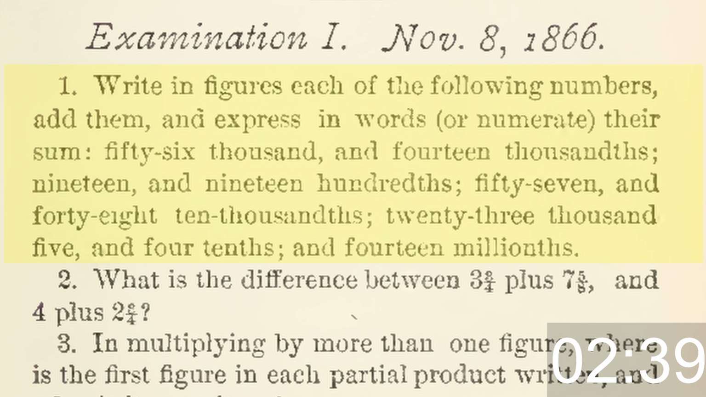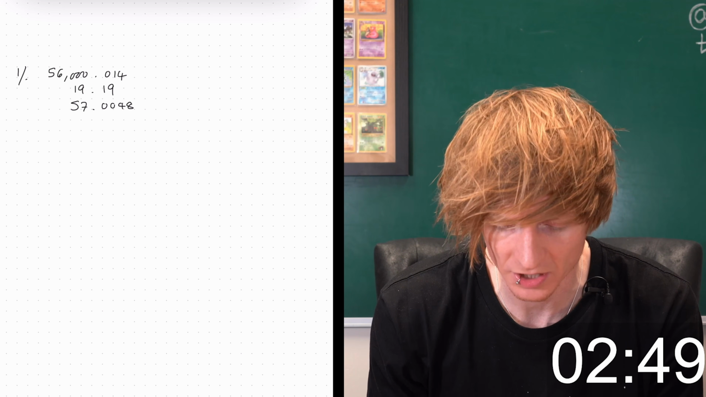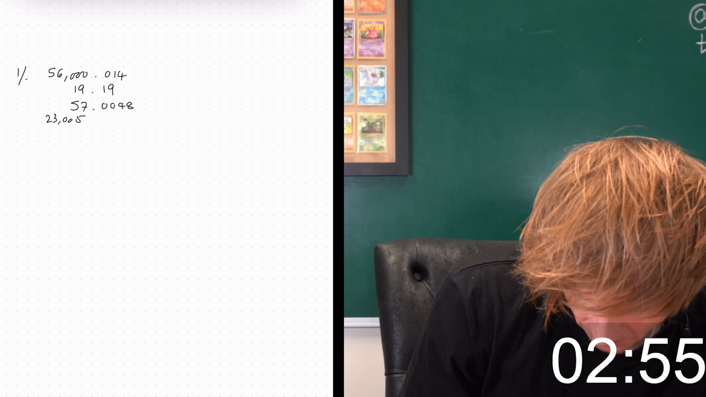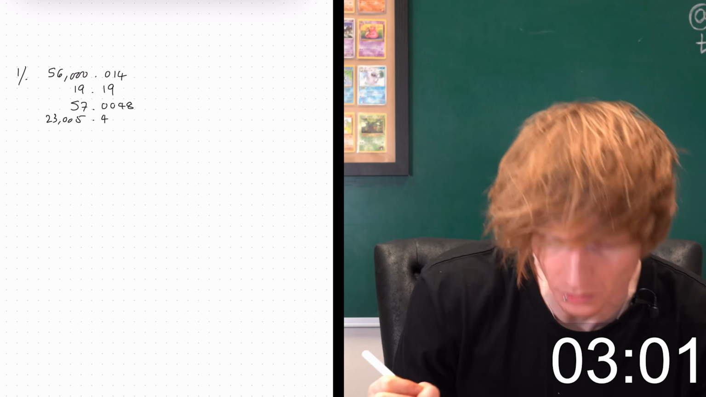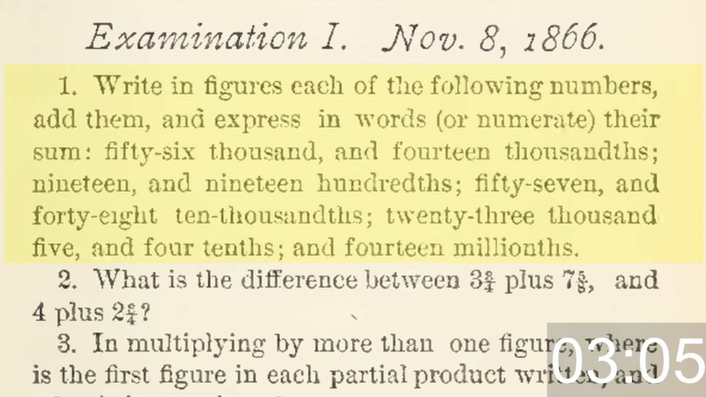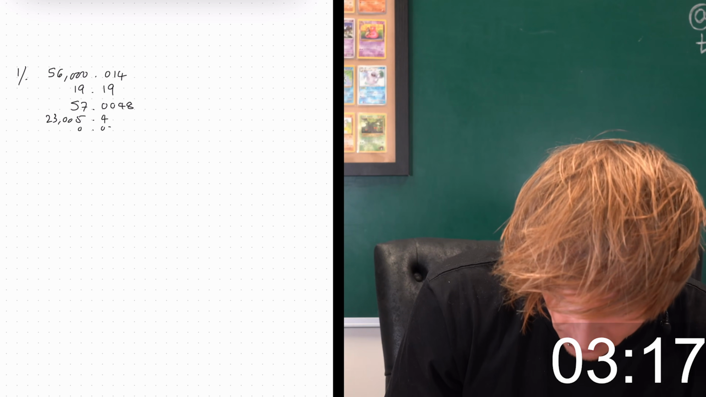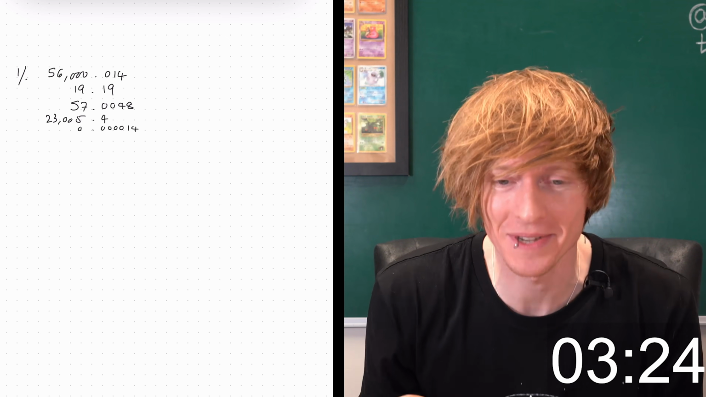Okay, so there's a semicolon between each number. I'm going to have to recheck this, aren't I? Okay, 56,000 and 14 thousandths, yes. 19 and 19 hundredths, yes. 57 and 48 10,000ths, yes. 23,005, and 4 tenths, so 0.4. Cool. And then, and 14 millionths, but there's a semicolon there, so I think that's going to be the next number. Okay, 14 millionths. Now, millionths is 6 decimal places, and we have 14 of them. Great. Okay, so they are the numbers.